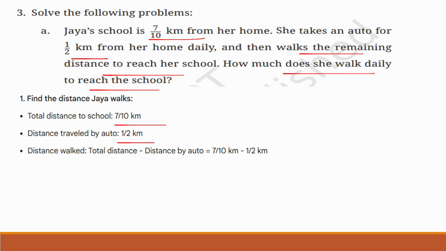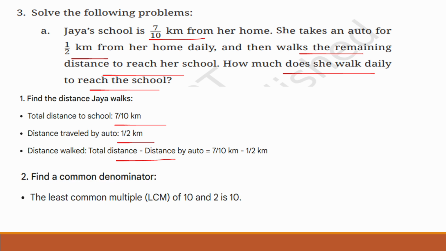Subtract total distance and distance by auto. Total distance minus distance by auto. That is 7 by 10 minus 1 by 2. So, to find out this, first find a common denominator. So, we have to find LCM. LCM of 10 and 2 is 10.